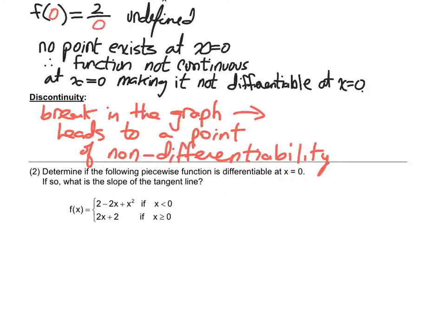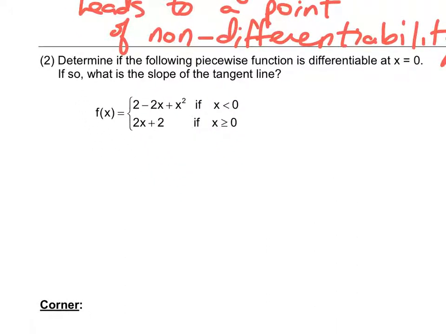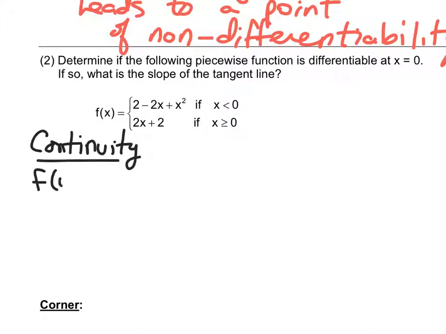All right. So now we're getting to the idea. It's like, well, it's going to be continuous because there's that follow-up question. But let's play that out. So the first thing I'd have to do to justify continuity is I have to make sure the function exists at that point. So f of 0.